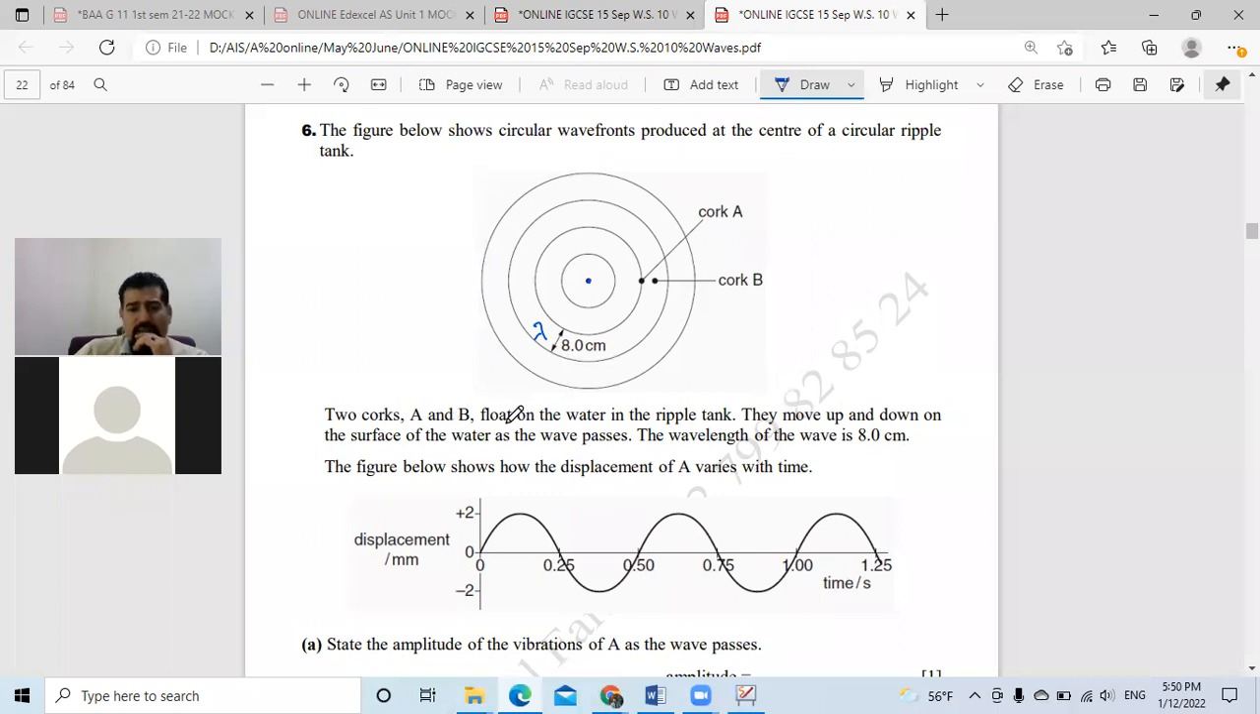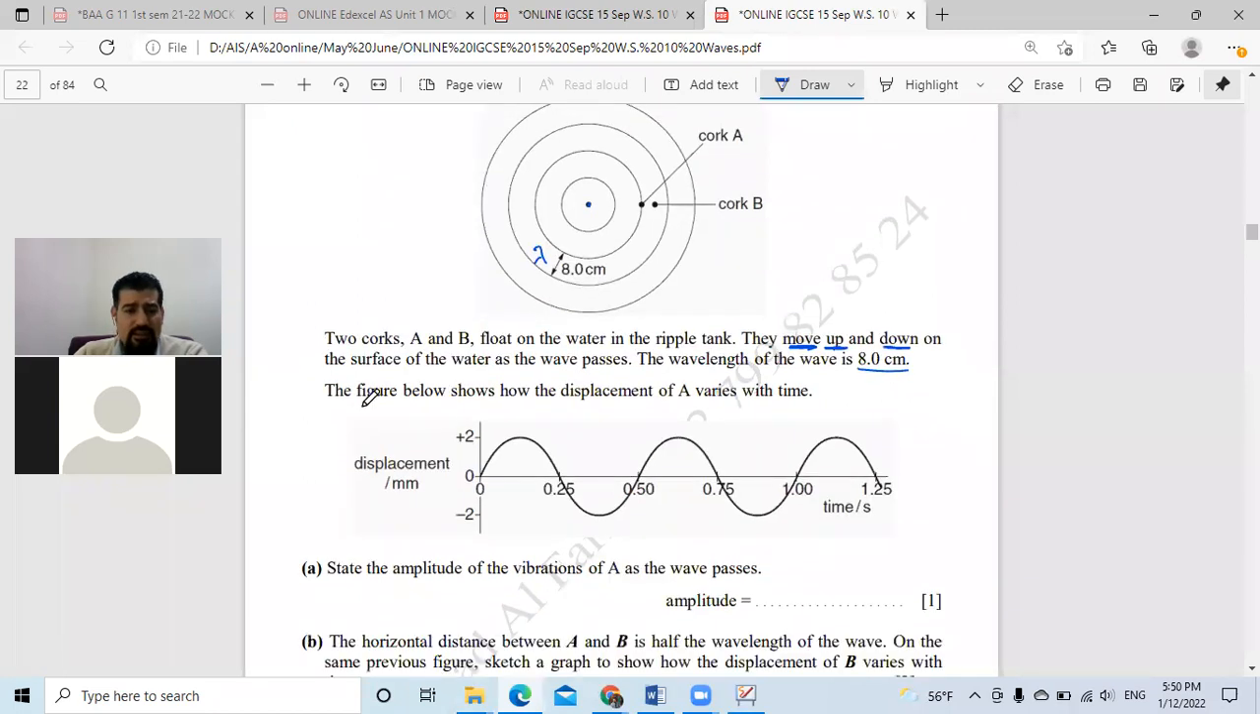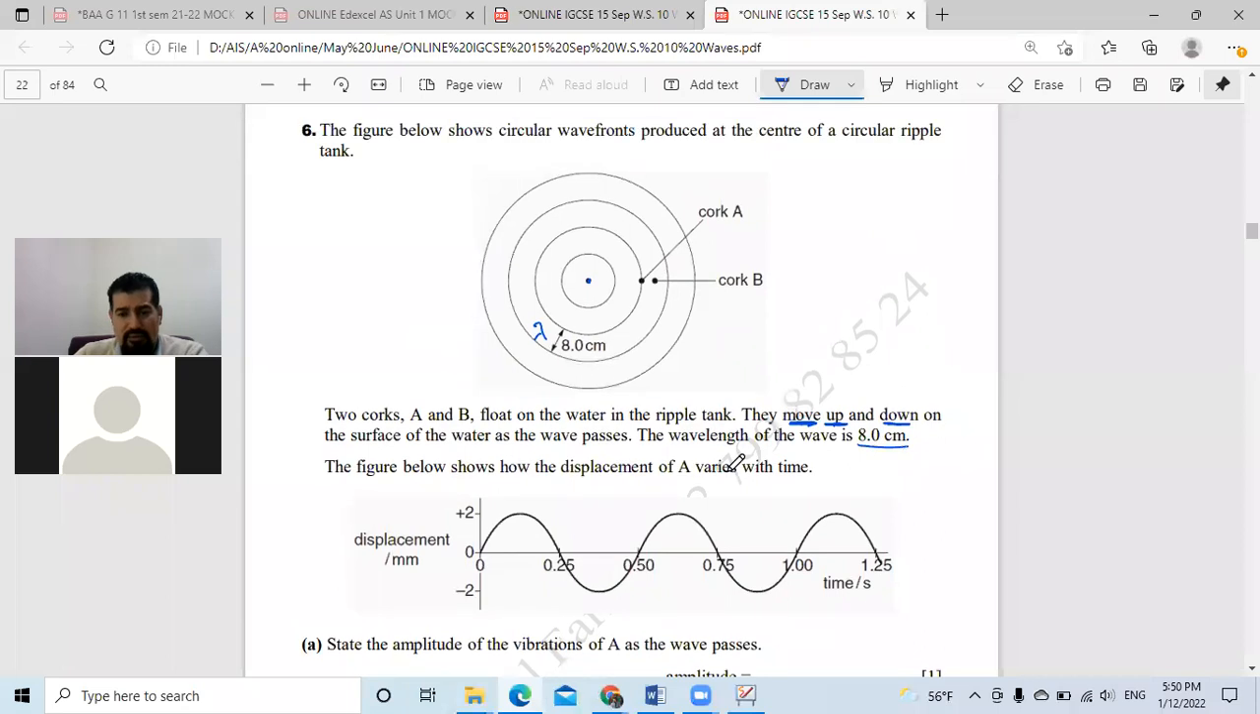Two corks A and B float on the water of the ripple tank. They vibrate up and down on the surface of the water as the wave passes. The wavelength of the wave is 8 centimeters. The figure below shows how the displacement of A varies with time. It goes up and down only 2 millimeters.